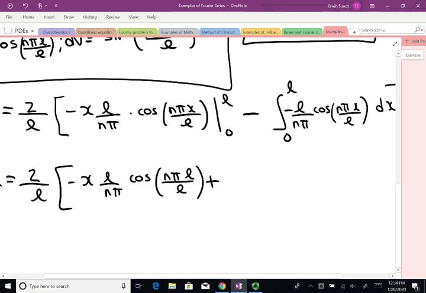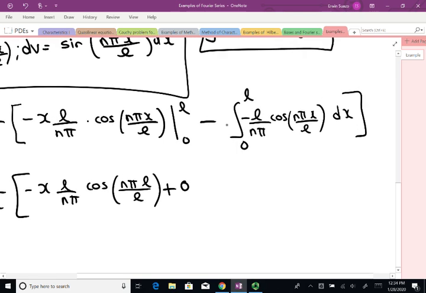plus, I plug in 0. That 0, I replace x by 0, so 0 times cosine is going to be 0. So let's save time. So that's going to be 0, right? And then I got minus and minus is plus, so let me put it here, plus, let me take these guys out, L over n pi.